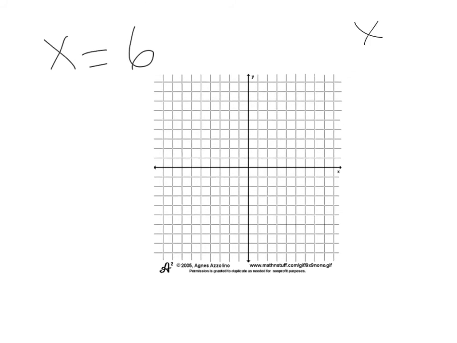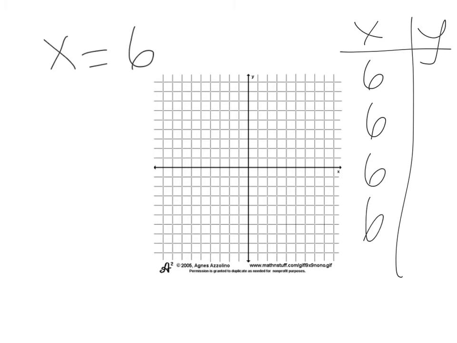Again, we could make a table. And this time I know that all my x values are going to be 6. So 6, 6, 6, 6. No matter what I put for an x value, it needs to be 6. Our y can be 0, 1, 2, or 3. This would be an example of a non-function because there is the same input with different outputs. So I know that this is going to be a line that's not a function.